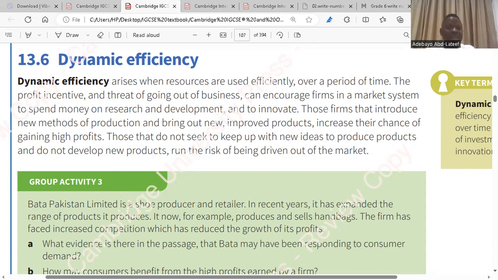So firms have to be dynamically efficient, because when you are dynamically efficient, it means you are up to date in everything that involves that industry. You keep up with customers' needs. You keep up with consumers' demand. You do research, you develop, you invest, you innovate, you come up with new products, new ideas. Because with this, you won't be losing your customers to competitors. When your customers think of A, it's already produced through your research and development. Do we understand? Yes. Any question about that? No. Okay.